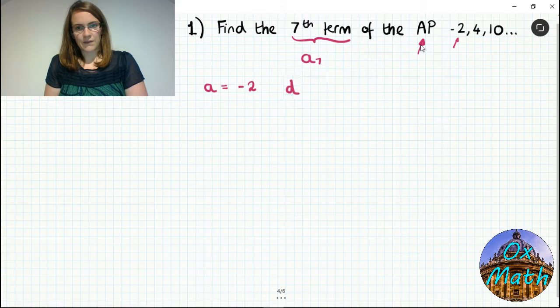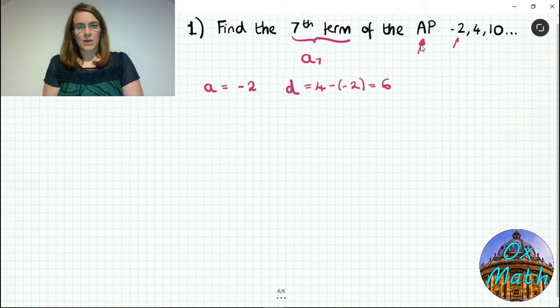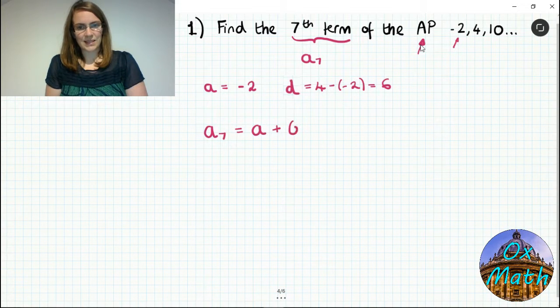And our common difference is going to be the difference between minus 2 and 4. So 4 take away minus 2 is 6. And just to check, 4 plus 6 is 10, so that's our difference in the next two terms too. So a is minus 2 and d is 6. Now we know that our 7th term is going to be equal to our first term plus 6 lots, because it's always 1 less than the term number, 6 lots of d.